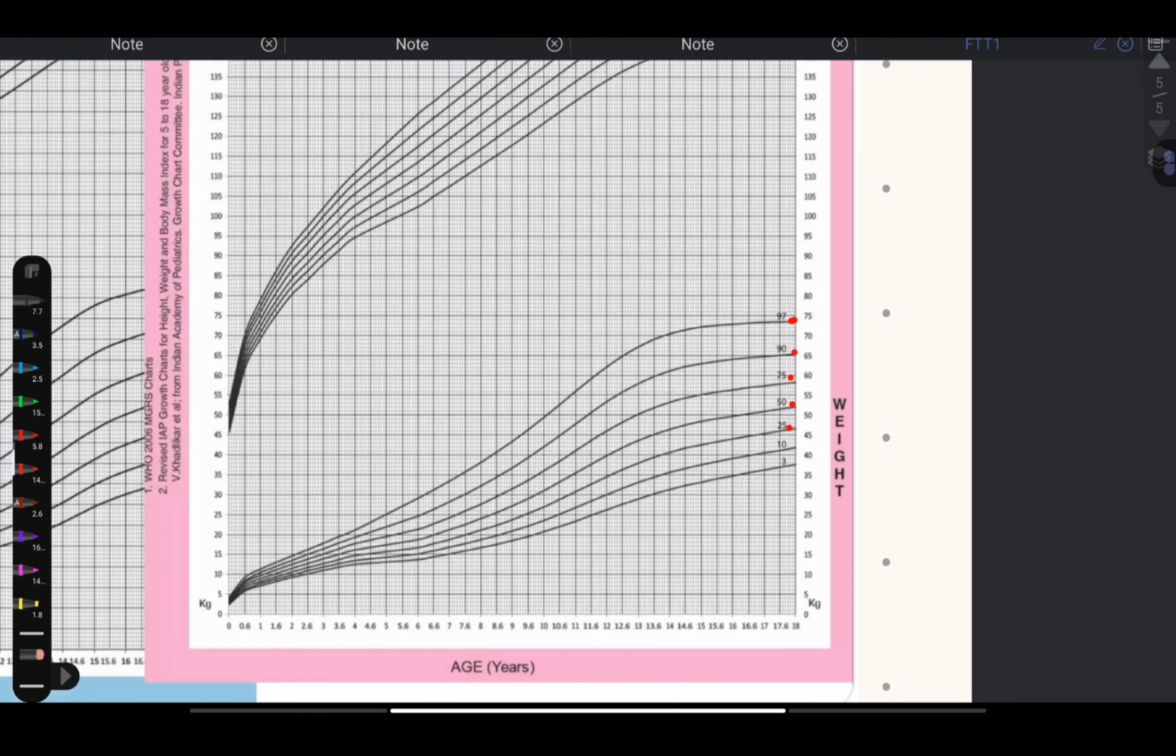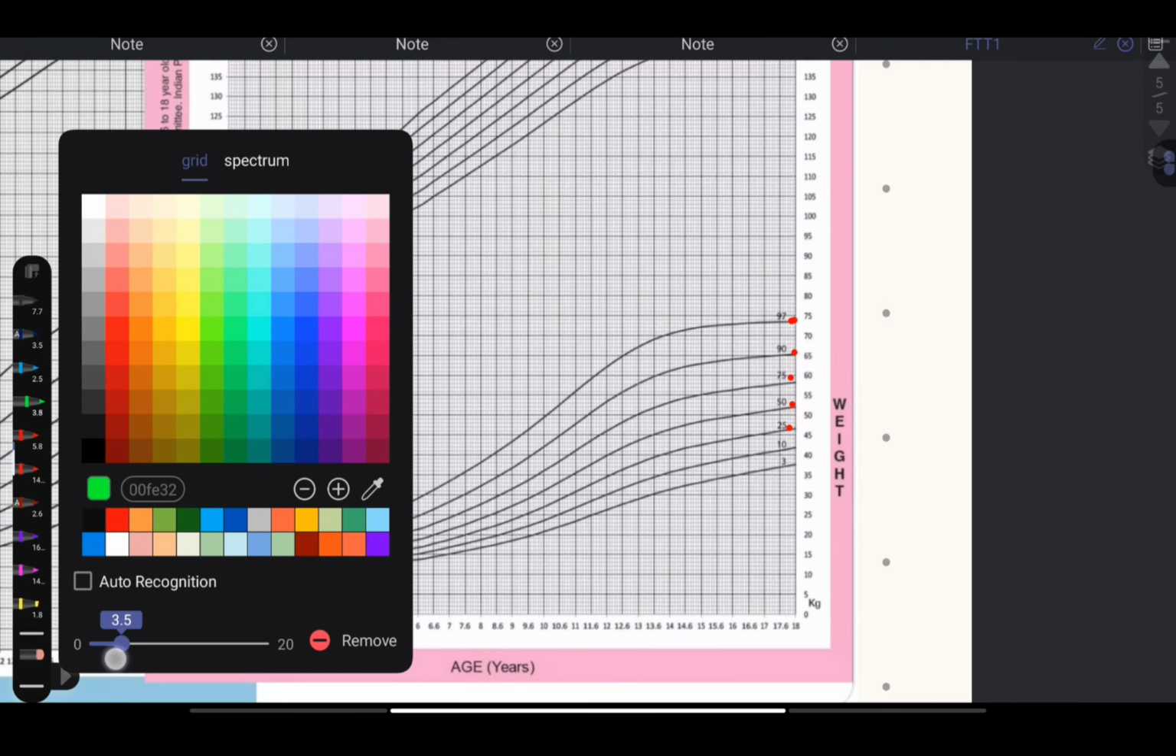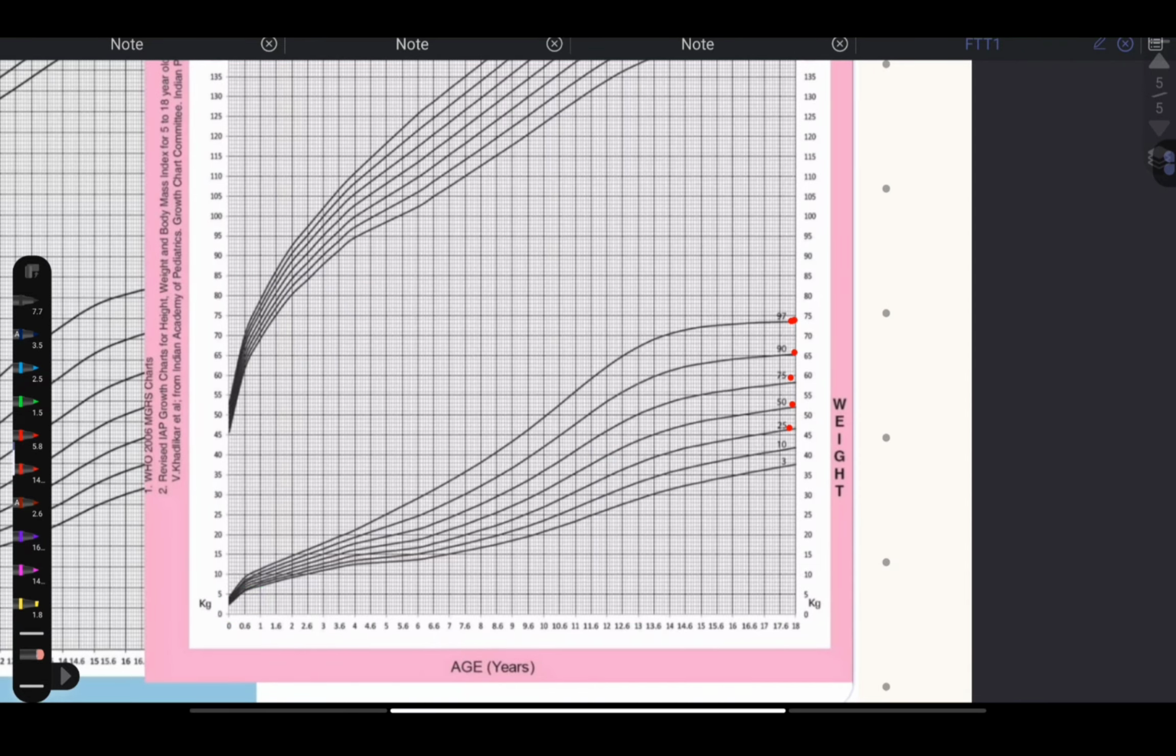So we'll now plot the characteristics of failure to thrive in this chart. The first one was lack of growth. It's quite zoomed in. The lack of growth means the weight for age should be below the third centile. So here is the third centile. If we plot a graph which is below the third centile, then we will call it failure to thrive.